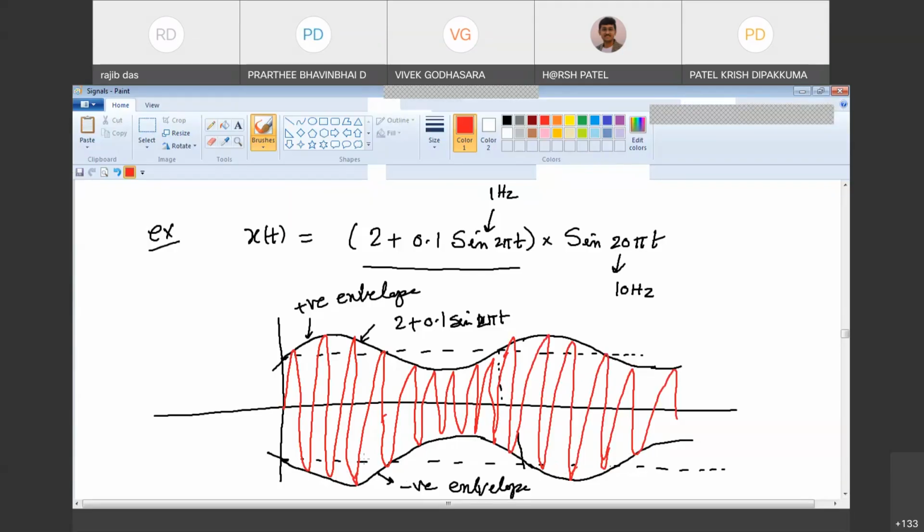Yes. Why did we take a negative envelope as a mirror image? Can you please repeat again, because I can't hear you properly. Sir, could you please explain why did we take a negative envelope as a mirror image again? Yeah.